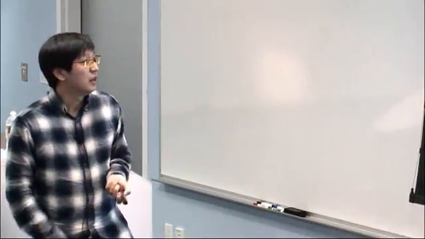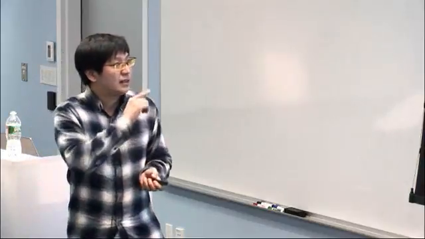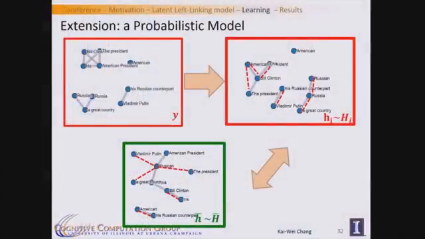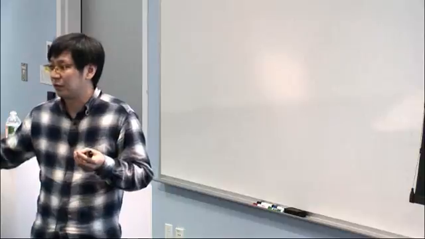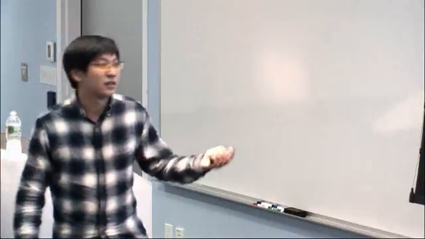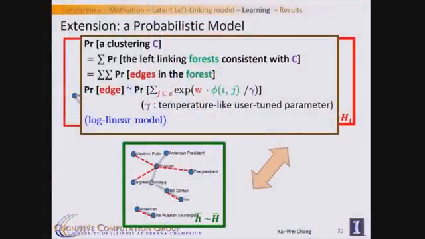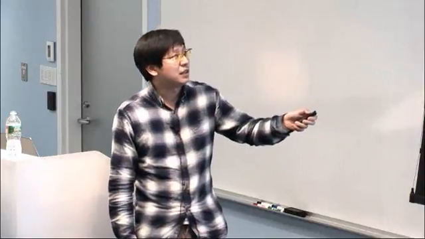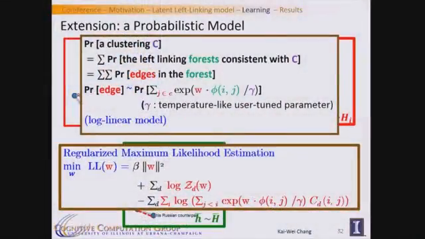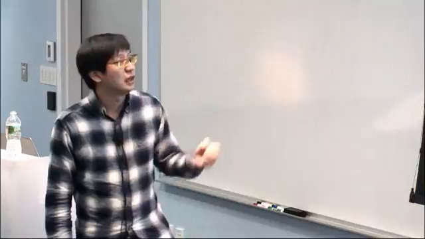Another extension of this: now we use the best left linking structure to score the clustering. A natural question is, can we use a distribution over all the left linking forests rather than just the best one? And the answer is, of course, yes. You can score the probability of the clustering by all the left linking forests that are consistent with this clustering, and the score of a forest is the summation of all the edges in the forest. After you have a definition of this probability, you can just use the regularized maximum likelihood estimator to learn the weight vector. It's the standard way people learn a probability model.